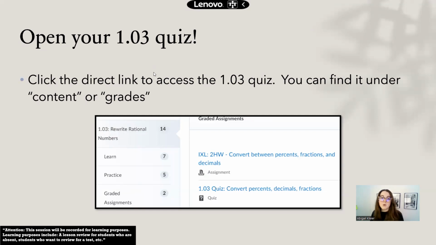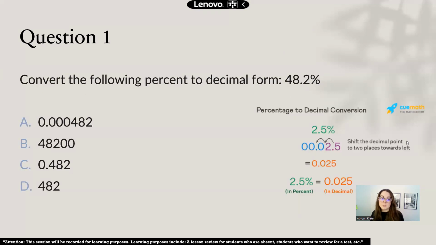At this time, please go ahead and open up that 1.03 quiz. If you're waiting for another attempt to be opened, you could just watch this video and then apply the information once that quiz is reopened. Of course, you can find this quiz under either content or grades. Either way, you can access the quiz.